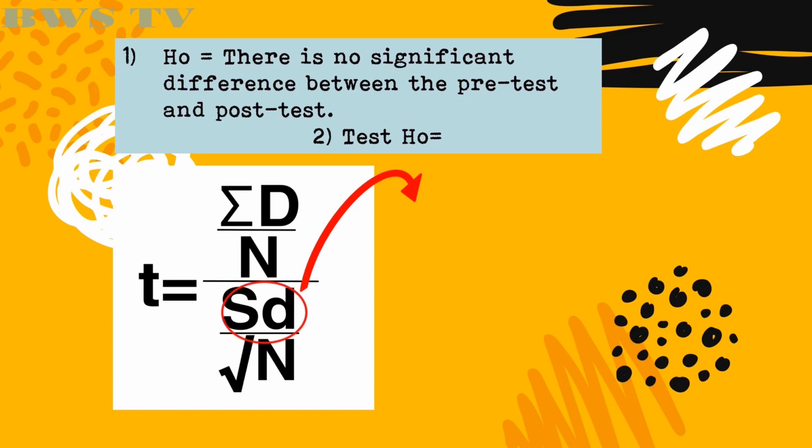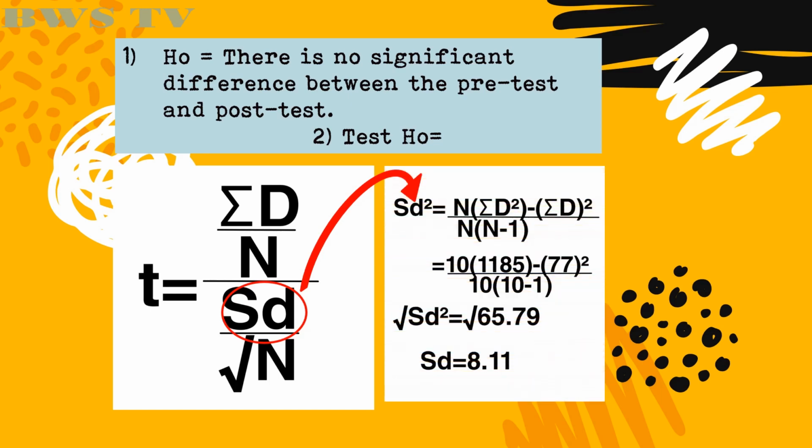But wait, what's SD? It's the standard deviation. We all remember that there's no SD in the previous slide, right? So we have to find it using this formula: n times summation of d squared minus summation of d, squared, divided by n times n minus 1. We already have the values of n, summation of d, and summation of d squared. So all we have to do is substitute them in this formula. So we have 10 times 1185 minus 77 squared over 10 times 10 minus 1.